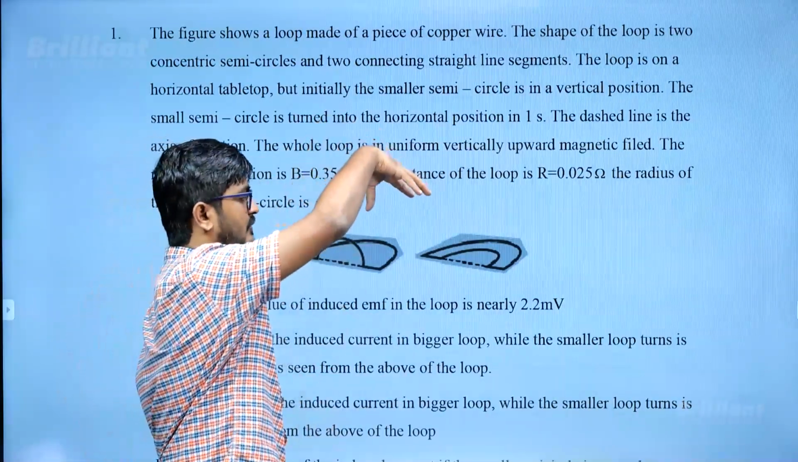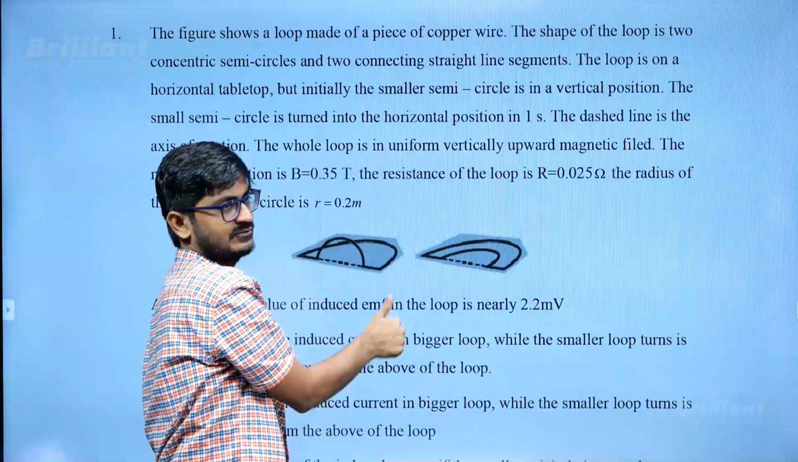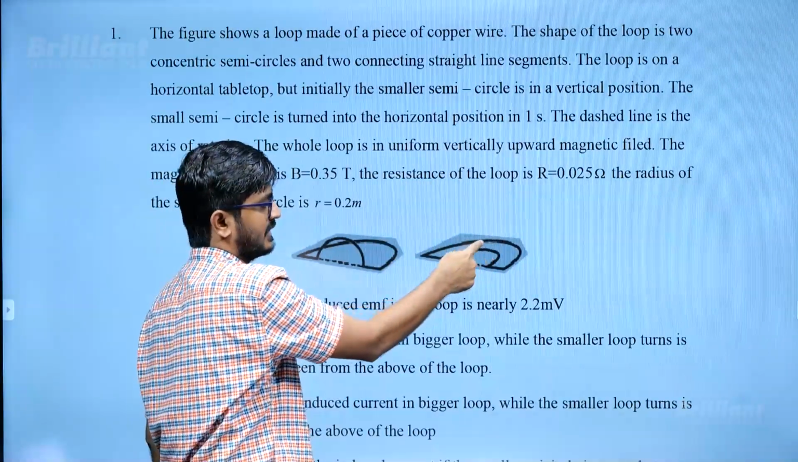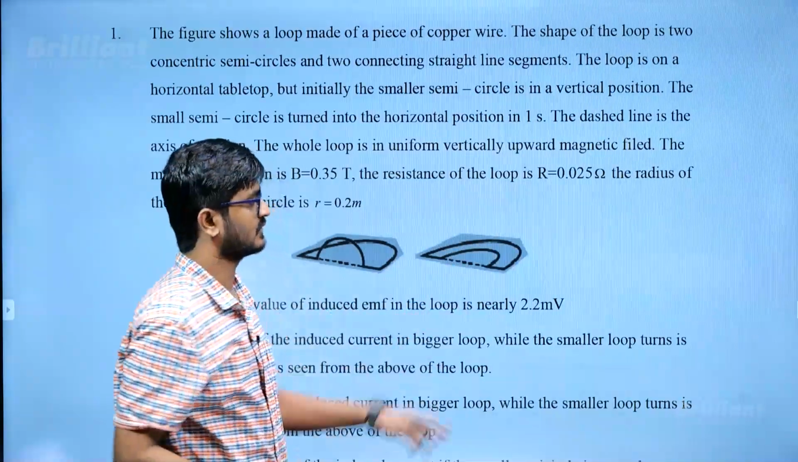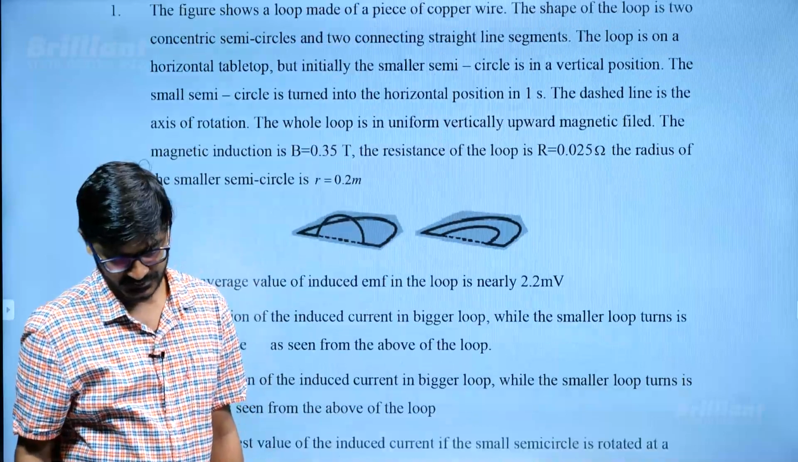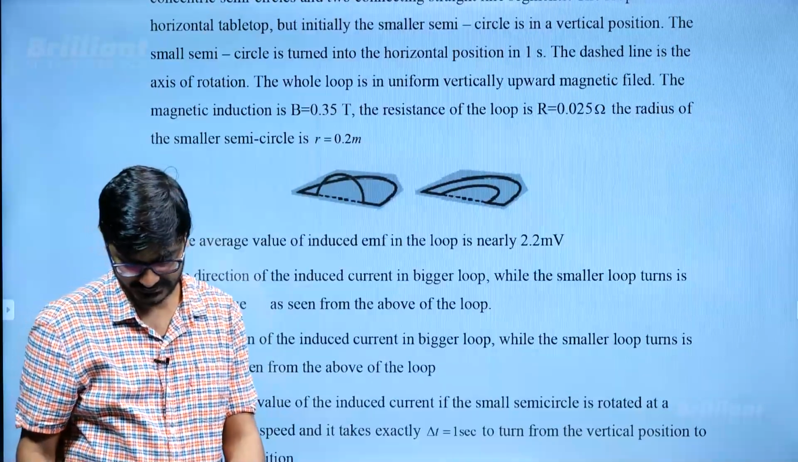When you are looking from above the loop, the flux is decreasing. So if the flux is decreasing, then the induced current will try to create some flux in this direction. For that, the current has to flow this way. So in the bigger loop it is anti-clockwise, in the smaller loop it is clockwise. So from there you will be getting option B as correct, option C as wrong.